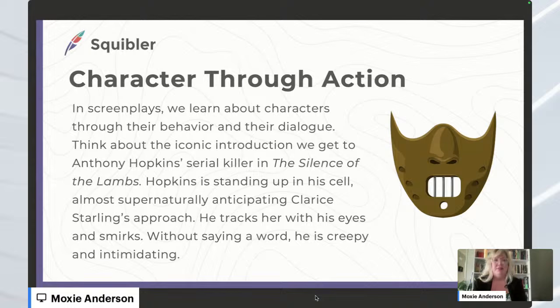So I was thinking about different characters that kind of make an impact on us. Think about the iconic introduction that we get to Anthony Hopkins' serial killer in The Silence of the Lambs. Hopkins is standing up in his cell as Clarice approaches. It's almost supernatural that he's already standing up and waiting for her. He tracks her with his eyes and he smirks. So without ever having to say a word, he is creepy and intimidating. And it's really interesting to me that Anthony Hopkins won the Oscar, the Best Supporting Actor for this, when he's only on the screen for roughly 3 to 4 minutes.